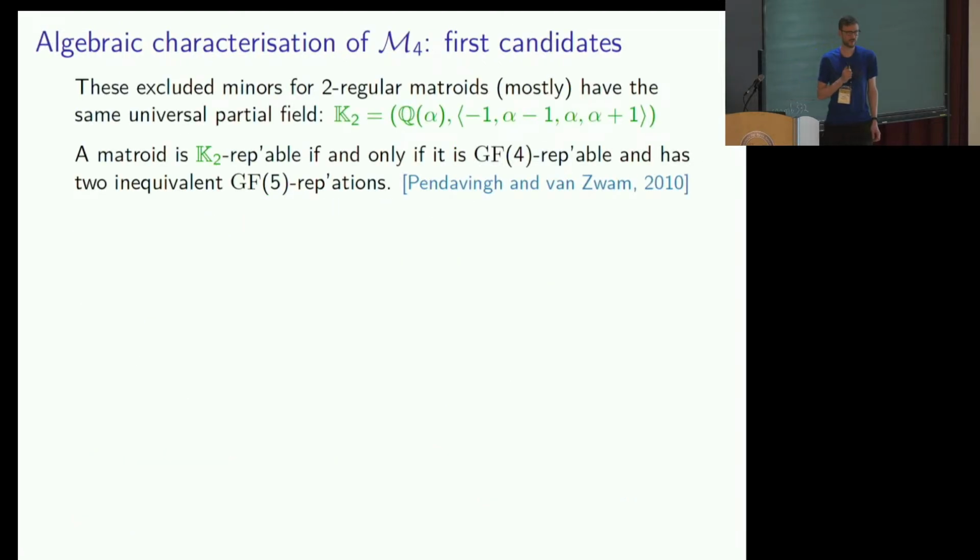And so it turns out for 3 of the 4, the partial field is what's known as the 2 cyclotomic partial field, or this one denoted here, K2. We're again looking at rationals extended by some alpha, but we're allowing subdeterminants that are products of powers of alpha, minus 1, alpha, and now also alpha plus 1. And just as a bit of an aside, one nice interesting result of Rudy and Stefan's about these K2 representable matroids, we can also think of them as matroids that are GF(4) representable and have at least two inequivalent GF(5) representations.